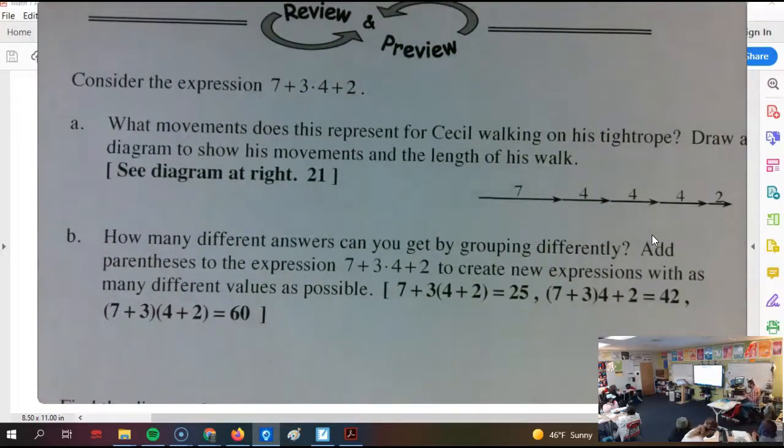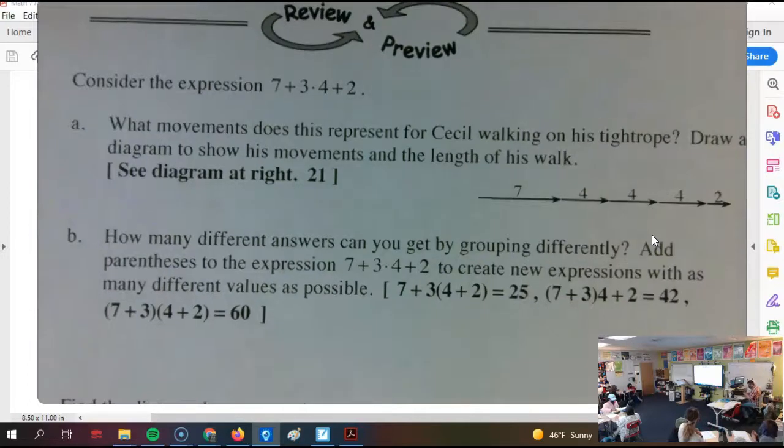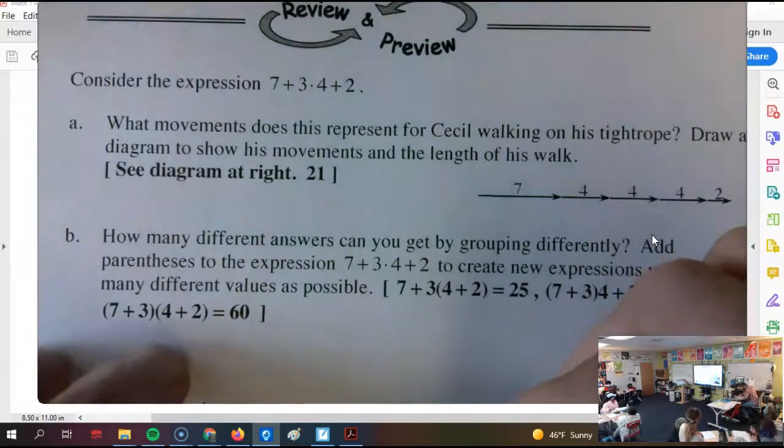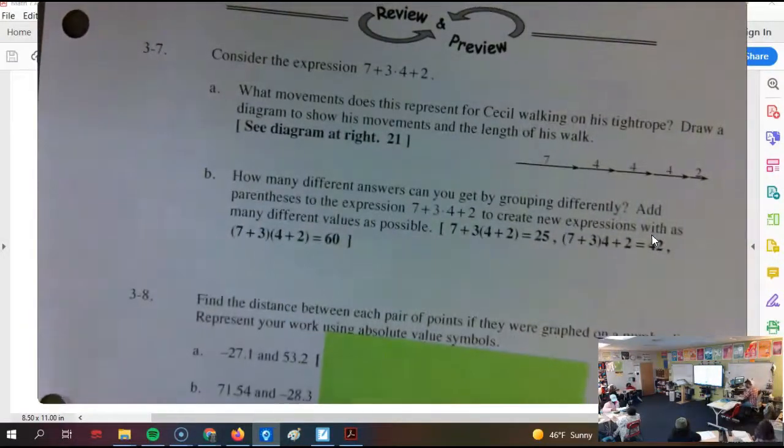All right, so let's talk about 3-8 together. We're doing it together. So, in 3-8, and yeah, you probably shouldn't highlight your book, but I'm going to highlight mine since these are printed pages and I can always print more.